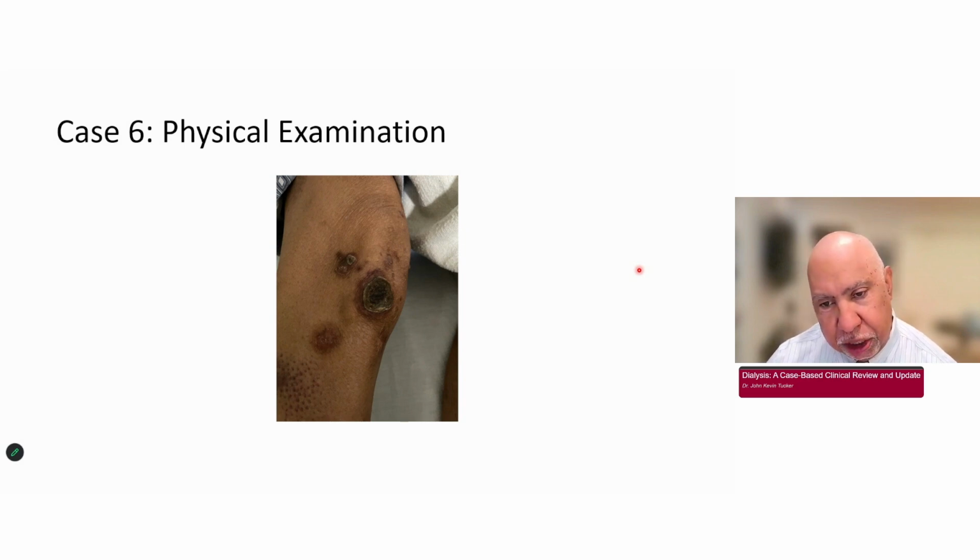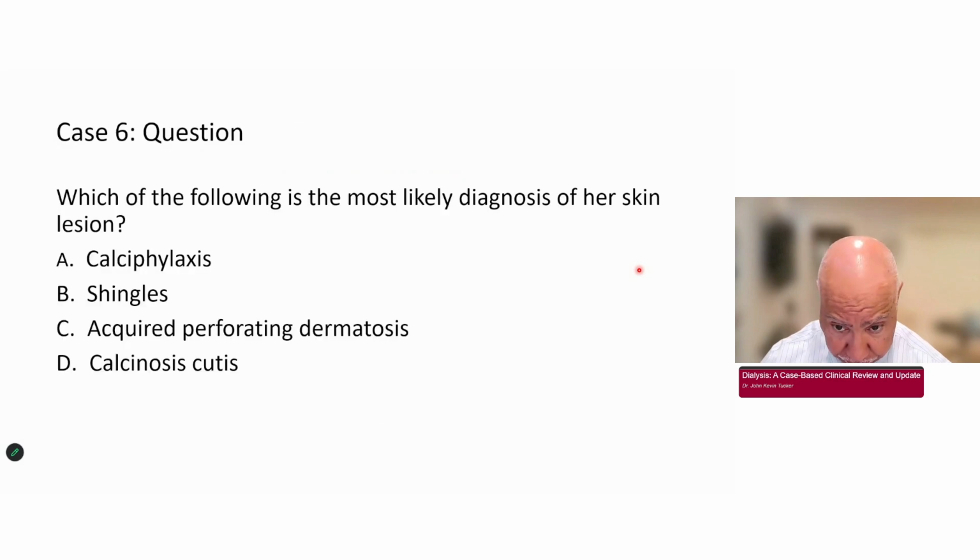She has this lesion on her lower extremity. Which of the following do you think is the most likely diagnosis of her skin lesion? Is it calciphylaxis? Is it shingles? Is it acquired perforating dermatosis? Or is it calcinosis cutis? Please vote.